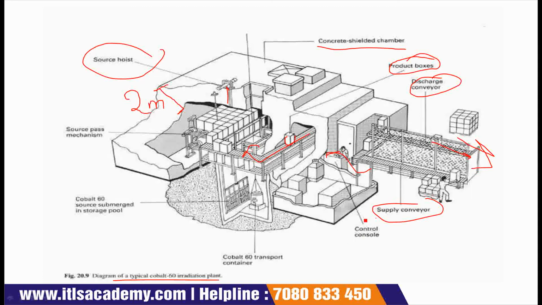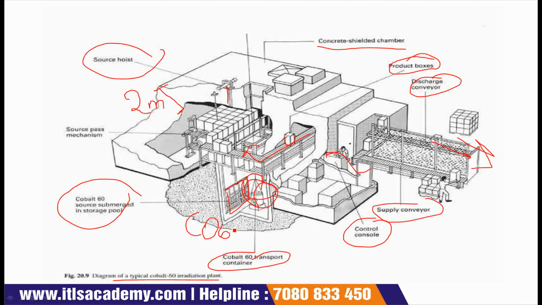It contains a control console. This is the cobalt-60 transport container. This transports cobalt-60. This is the cobalt-60 source submerged in the storage pool. These are storage pools, and Co-60 is submerged over here. And this is the source pass mechanism.